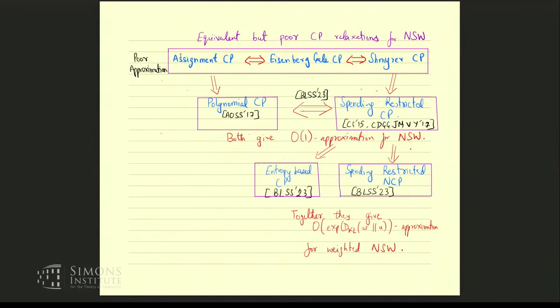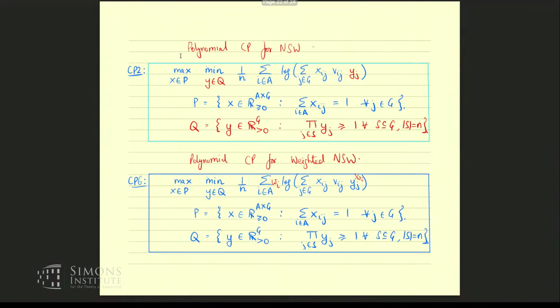Okay? And here, in the spending-restricted view, we can convert it into an integral solution because of nice properties, but that's basically what is happening. I don't have so much time now, but basically this polynomial convex program that I showed you was a relaxation for the Nash social welfare. This is the one for the weighted version. Here you plug in the weights at appropriate places, okay, and stare at it.